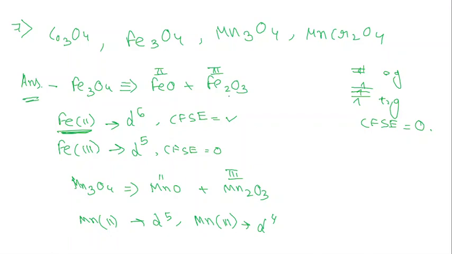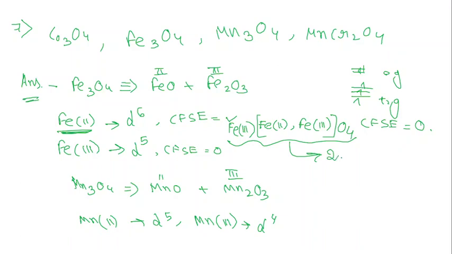So there are 2 Fe3+. First of all one will be in the octahedral field, another Fe3+ is left, it will also be in the octahedral field, and the other is left, it will be in the tetrahedral field, because it's not getting any stability in the octahedral field. So this is the inverse spinel.